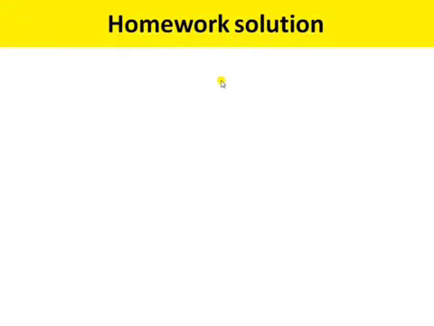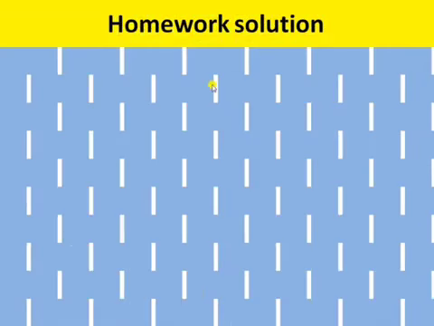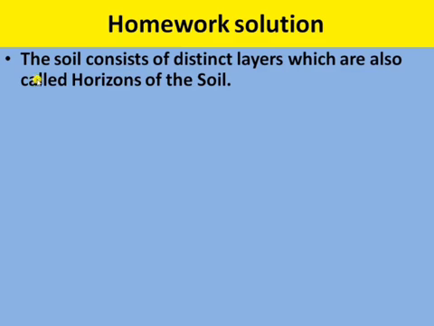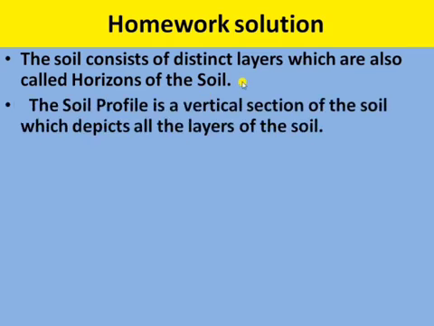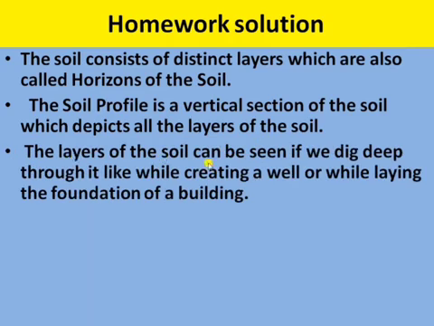Next is the homework solution of lecture number 2. The first question is, what is soil profile? The soil consists of distinct layers, which are also called the horizons of the soil, and the different horizons in the soil make up the soil profile. The soil profile is a vertical section of the soil which depicts all the layers of the soil. The layers can be seen if we dig deep, like while creating a well or while laying the foundation of a building. We can see the soil profile by doing this.